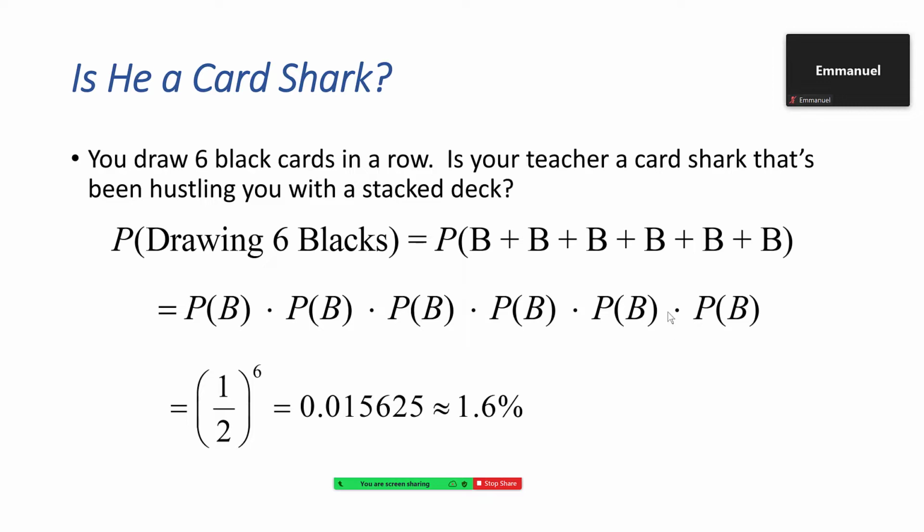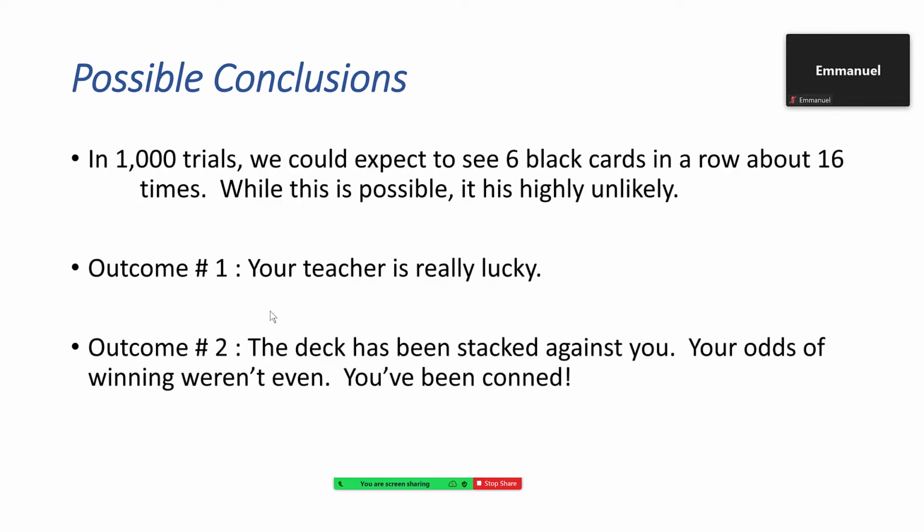And you start doing some calculations, and you recall from probability, drawing 6 blacks is like the first card equals black, and the second card equals black. And then there's a lot of ands, so ands turns to multiplication. The probability of each was 1/2, and you end up getting about 1.6%. So in 1,000 trials, you would expect to see 6 black cards in a row, maybe 16 times. And as you know, this is possible, but it's highly unlikely.